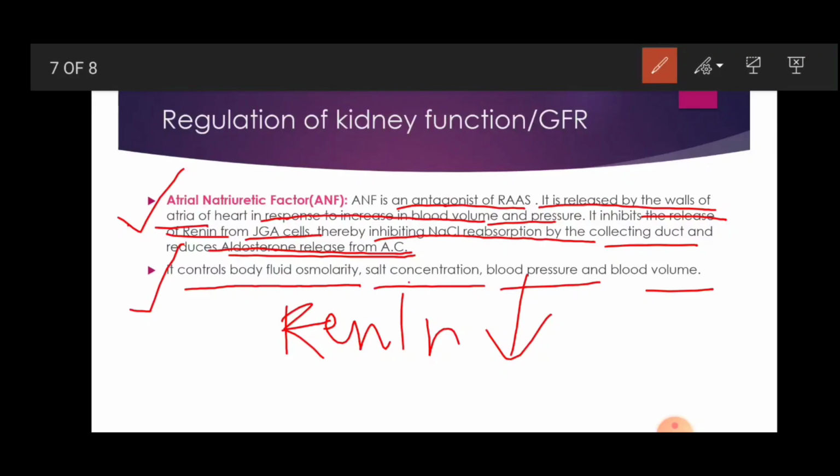So it controls all the factors that are regulated by RAAS. So this is all for this lecture.